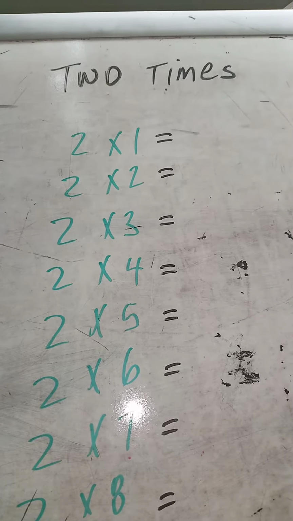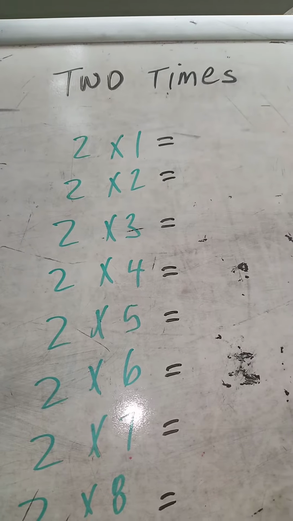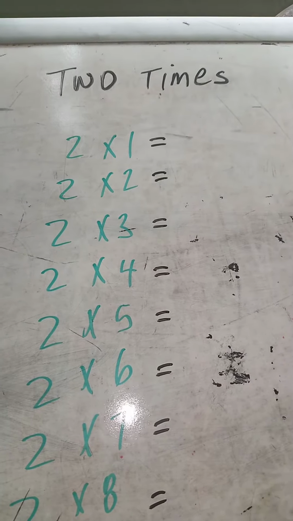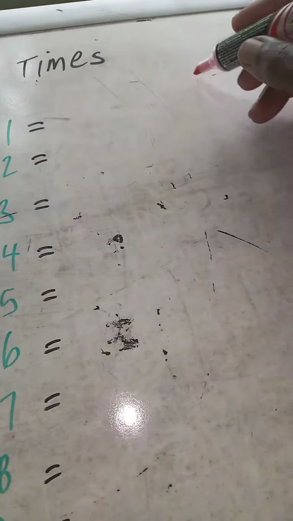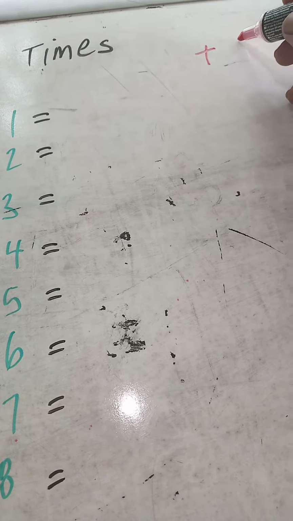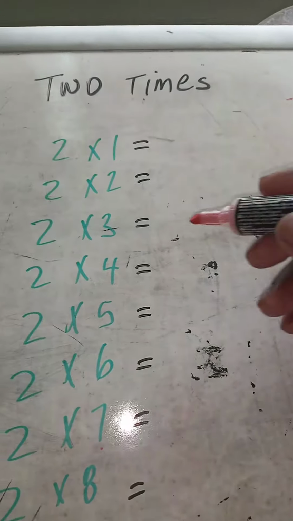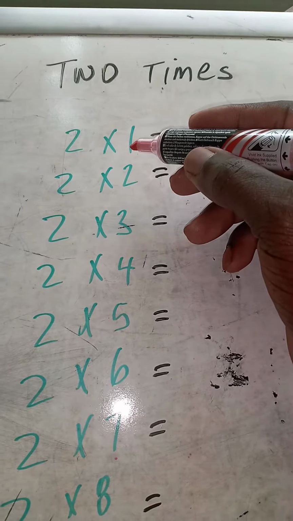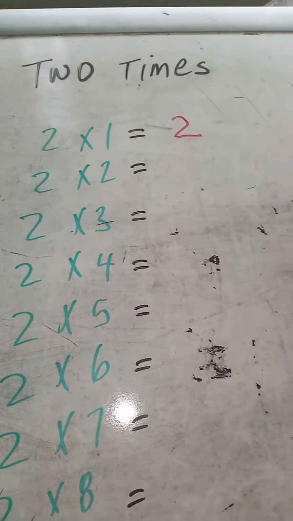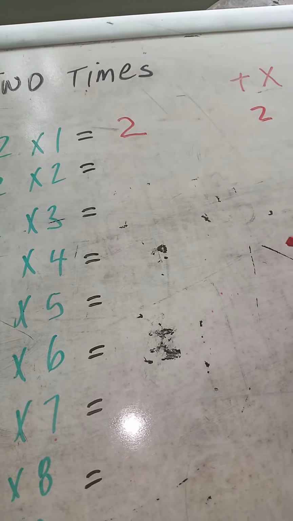We want to look at our two times, all right? And I want to show you the relationship between addition and multiplication. All right, so 2 times 1 equals 2. So it's just 1, 2.